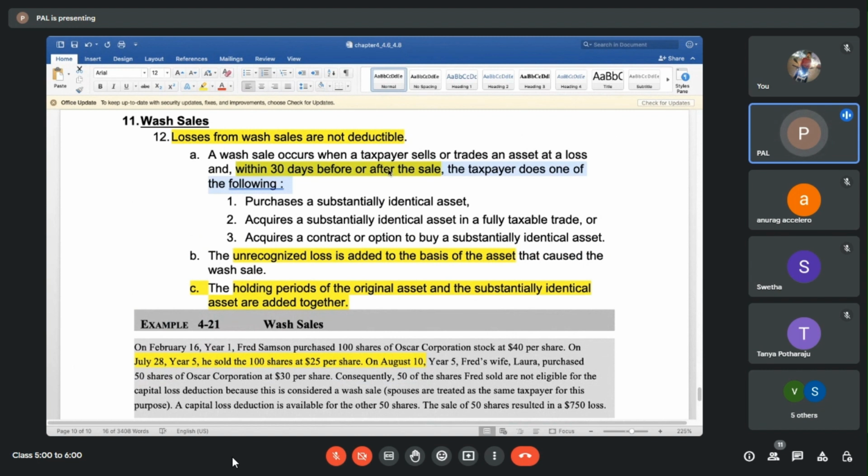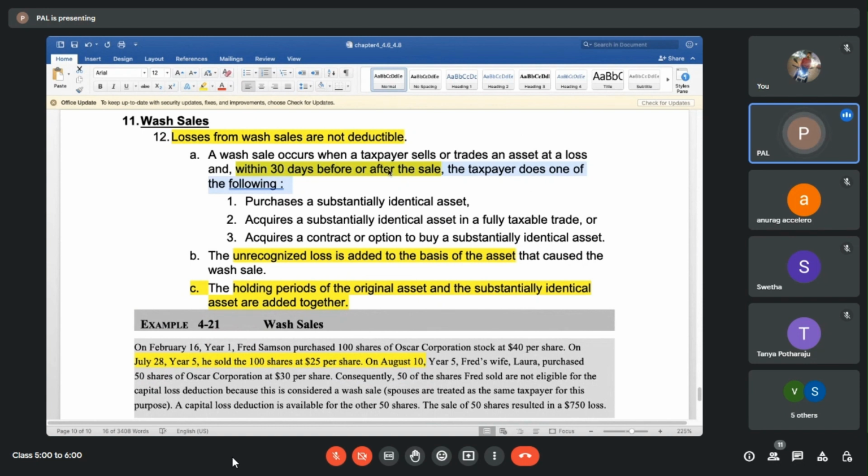So when we are looking at the 1099, which is the statement that tells what the taxpayer has sold during the year, there is a separate column there. In that, they will put a code W. If the W code comes up, that means they are telling us this is a wash sale. So if there is a loss because of that sale, it's not deductible.